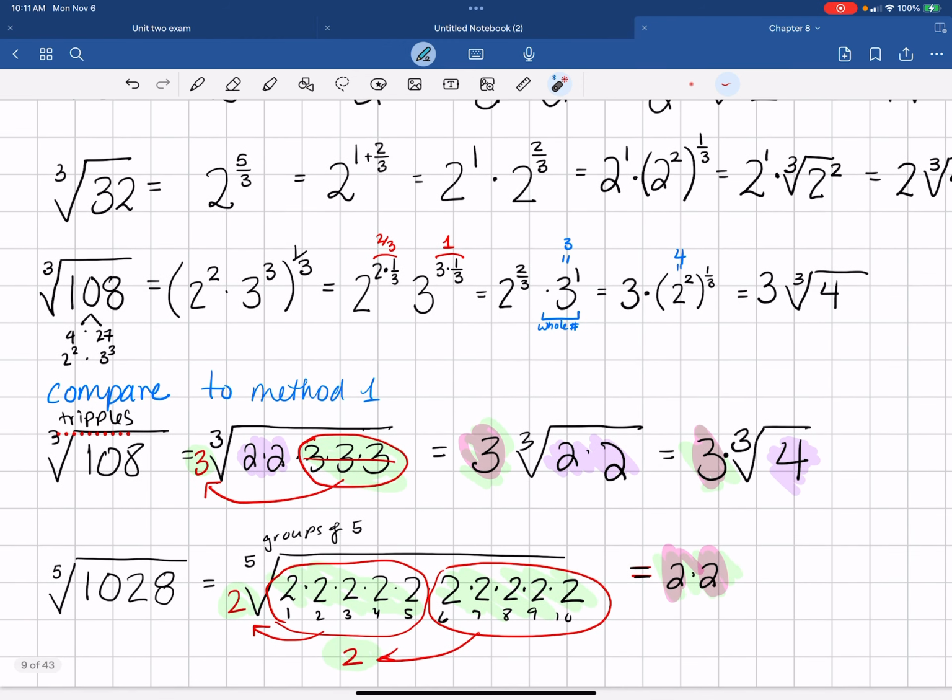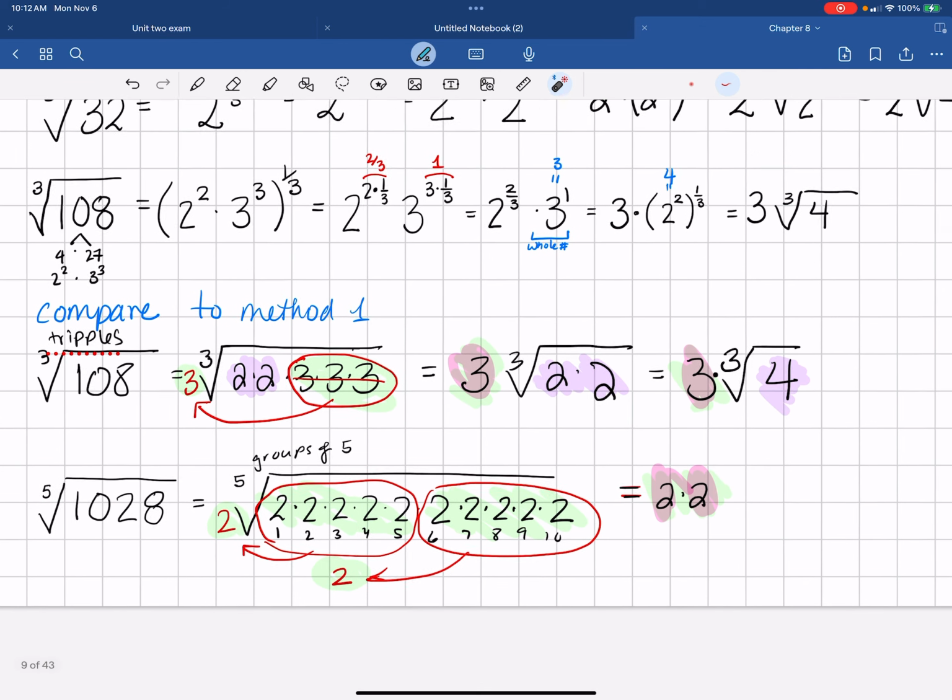If we compare it to method 1, I can factor out 4, which is 2 times 2, and 3 threes. We're dealing with triples. So I'm going to circle my triples, pull them out, and I have my leftover. So I get 3 times the cube root of 2 times 2, which is the cube root of 4. So early on, when you don't have that many factors, I think it's easier to use method 1. Later on, it might be easier to use method 2.